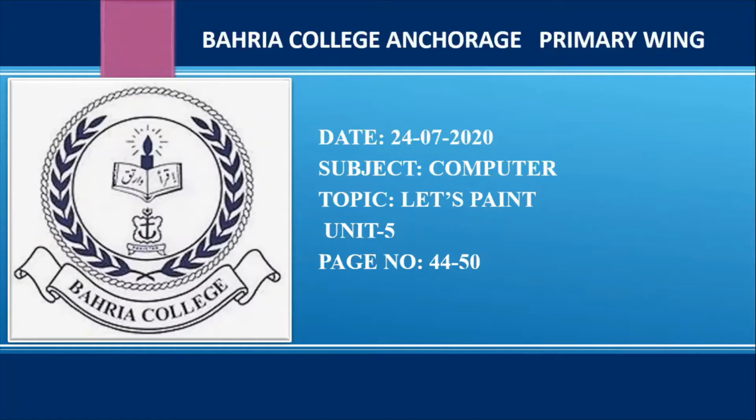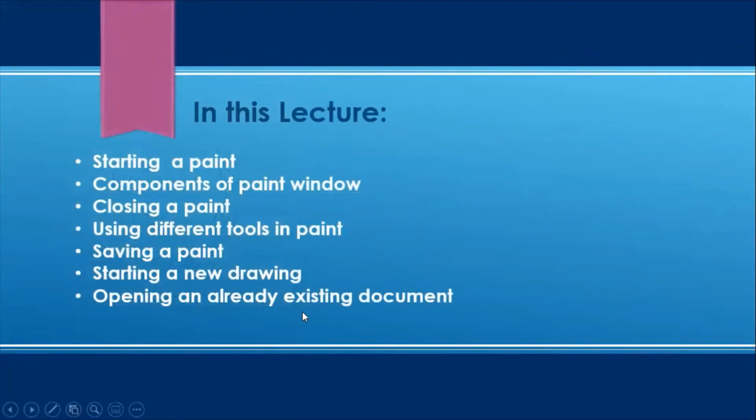What is Microsoft Paint? We know that Microsoft Paint is a program. Microsoft Paint is a fun type program through which you can draw and color anything which you like. Clear? We know that Microsoft Paint is a fun type program through which we are able to draw and color anything which we like.